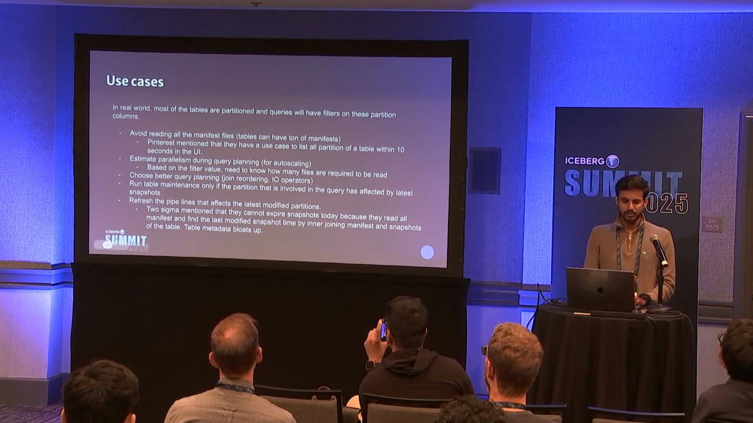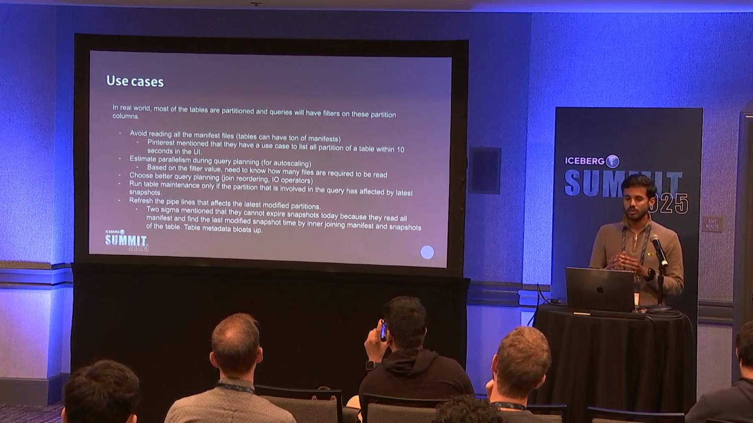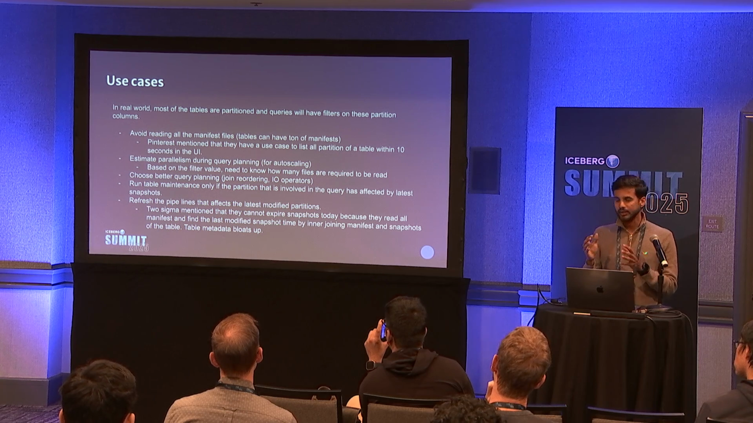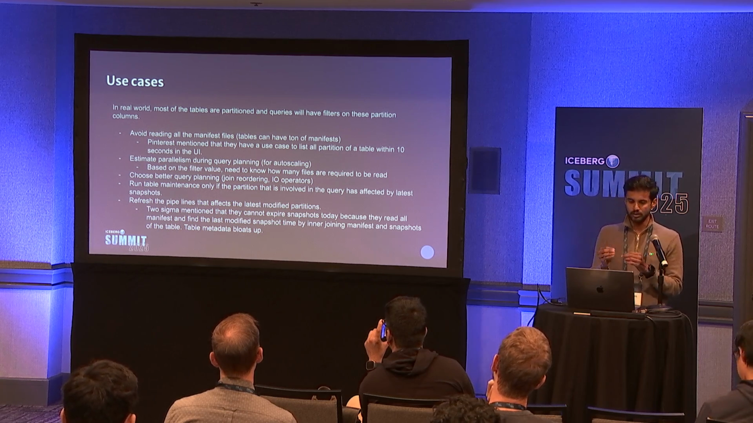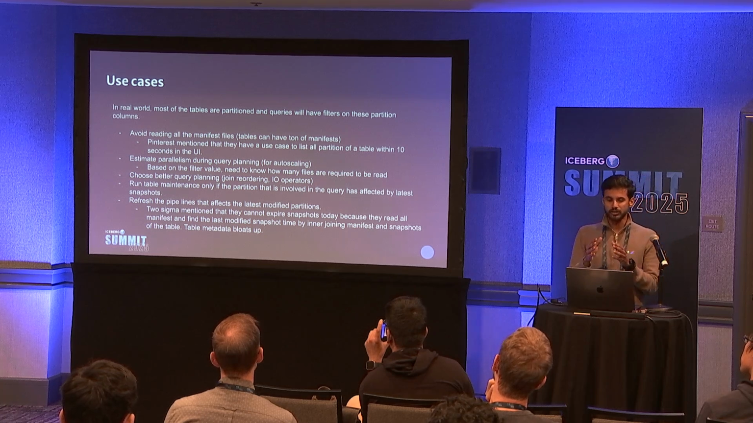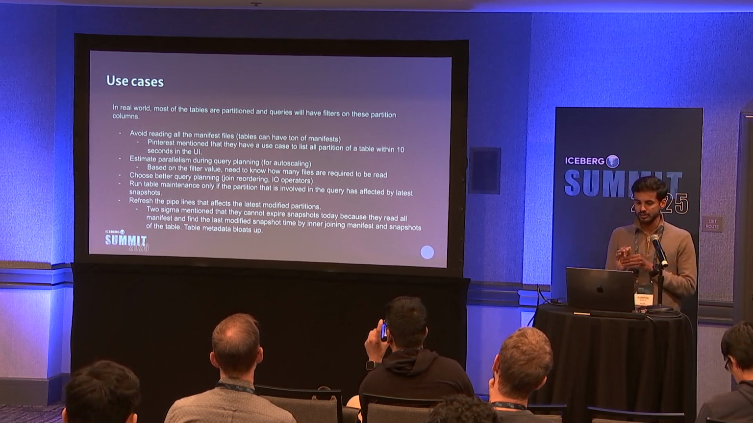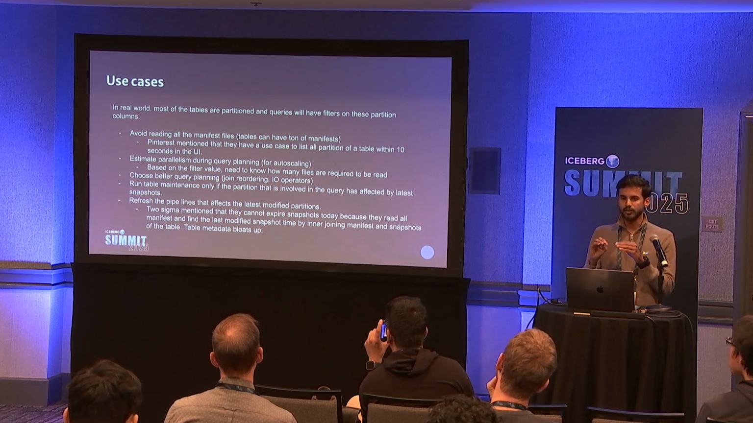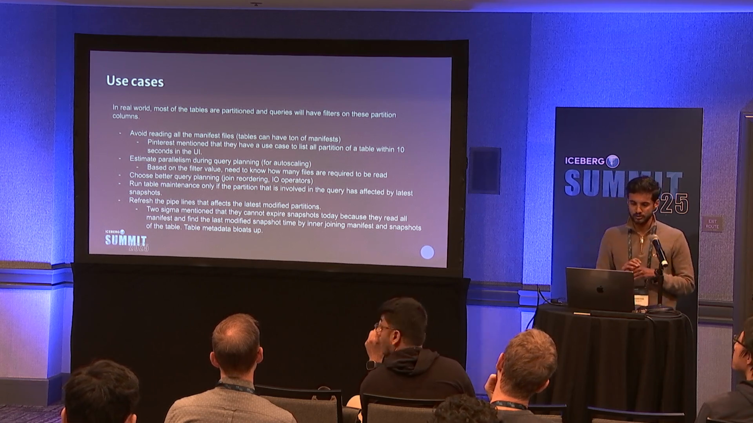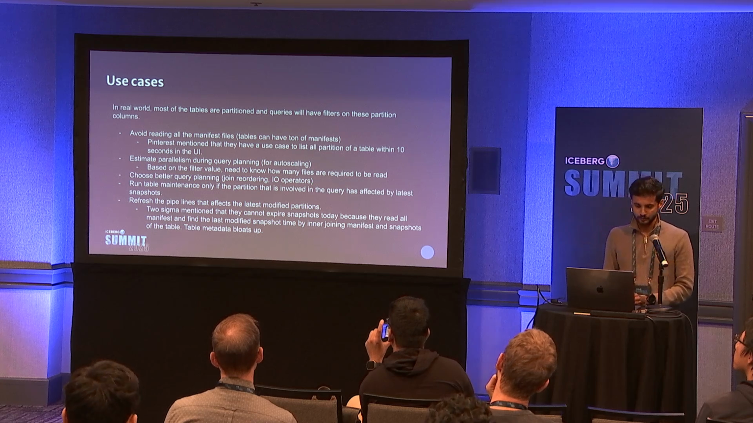The second use case is to estimate parallelism. For example, if you are building a query engine which is going to auto-scale, at query planning time we want to know how much resource this query requires and how many nodes I need to allocate. For that, I need to know the statistics. For a particular query with a partition filter, we have to know this parallelism. It is going to help in query planning.